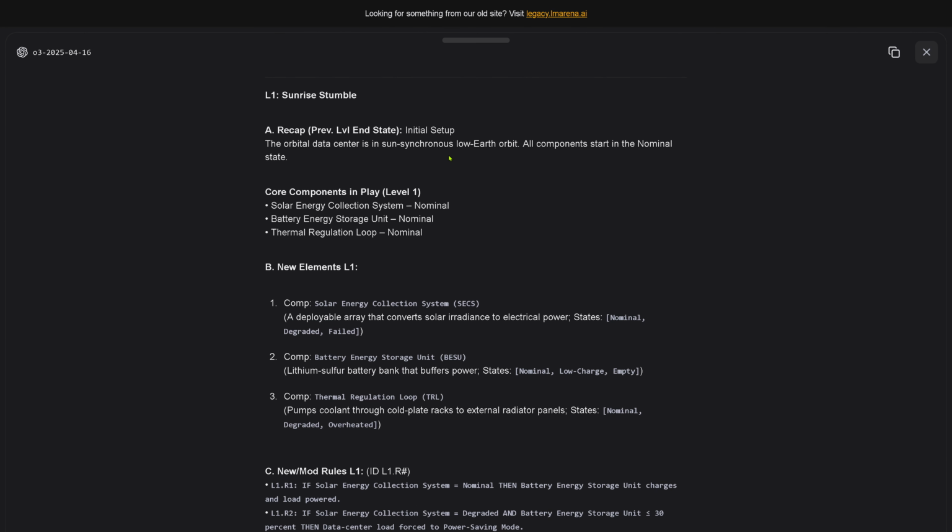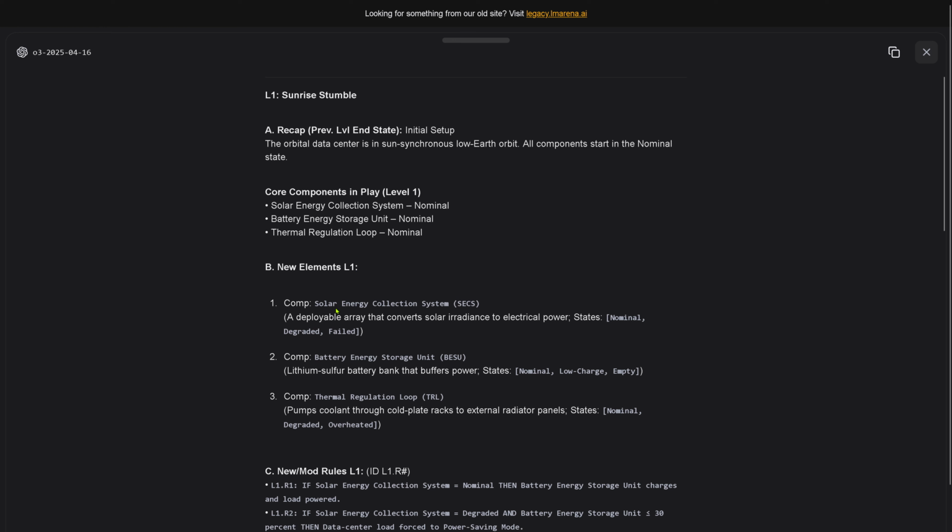So we have here level 1, the sunrise. We have in the first situation an orbital data center in low Earth orbit. All components are in nominal state. Great. We have in this first level 3 new elements.